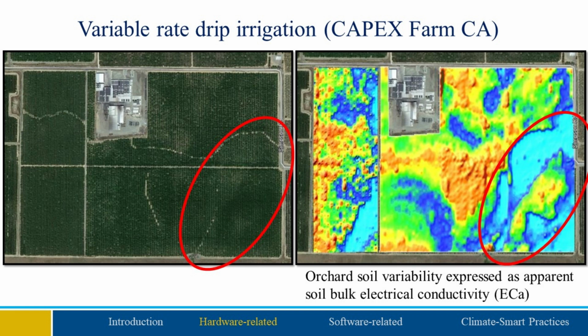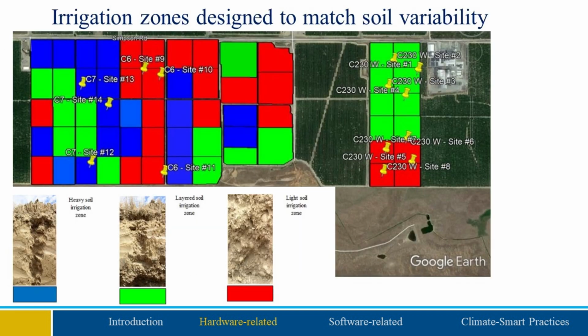And if you have limited water, you have to use that water right. Okay? So what this farmer did was to break his farm, which is about 1,000 acres, 500 acres of almonds and 500 acres of walnuts, into smaller chunks to try and manage that variability.